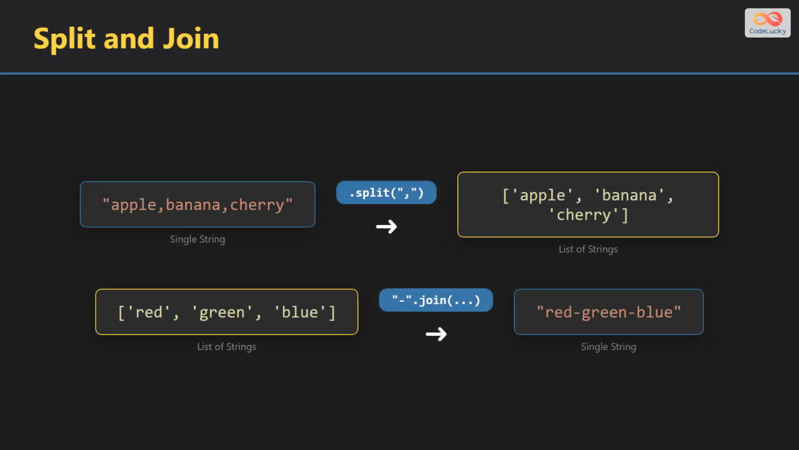Two of the most useful methods are split and join. .split breaks a string into a list of smaller strings based on a delimiter, like a comma. .join does the opposite. It takes a list of strings and combines them into one single string, using the string you called it on as the connector.